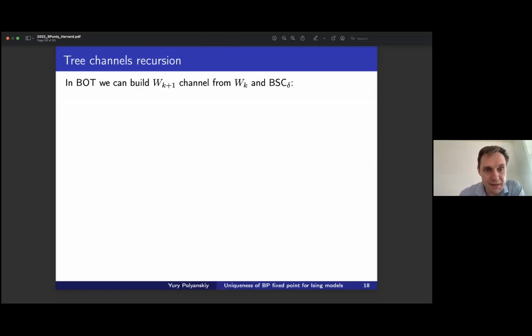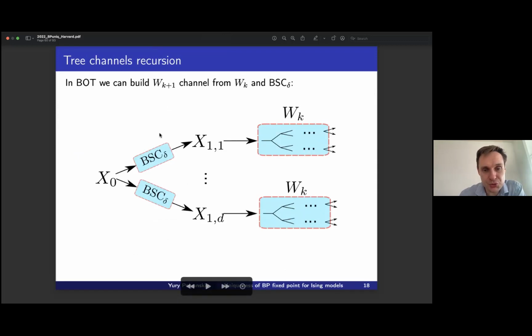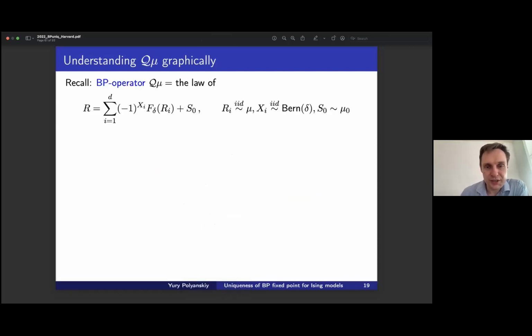Notice that, for example, in broadcasting on trees, we can build the W_{k+1} channel from W_k channels in this form. We start with this binary input symmetric channel, which produces from 1 bit 2 to the k bits here. Then by copying this construction twice and adding these BSC delta channels, this is how we get the W_{k+1} channel. That's the iteration here. We start with a bit, it propagates through BSC delta channels, and then these resulting noisy copies of X0 propagate through these W_k channels. That's the iterative construction. Okay, that's just a side remark.